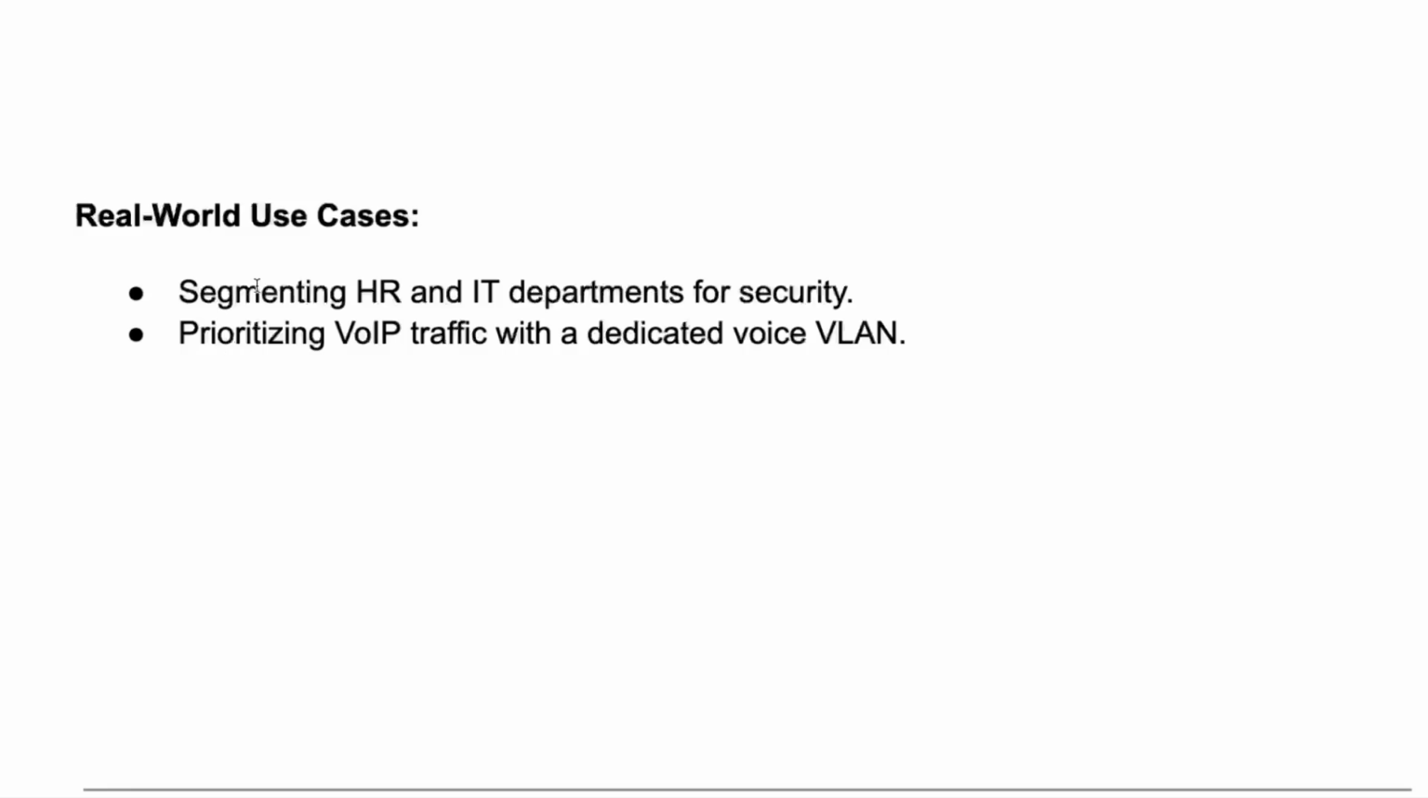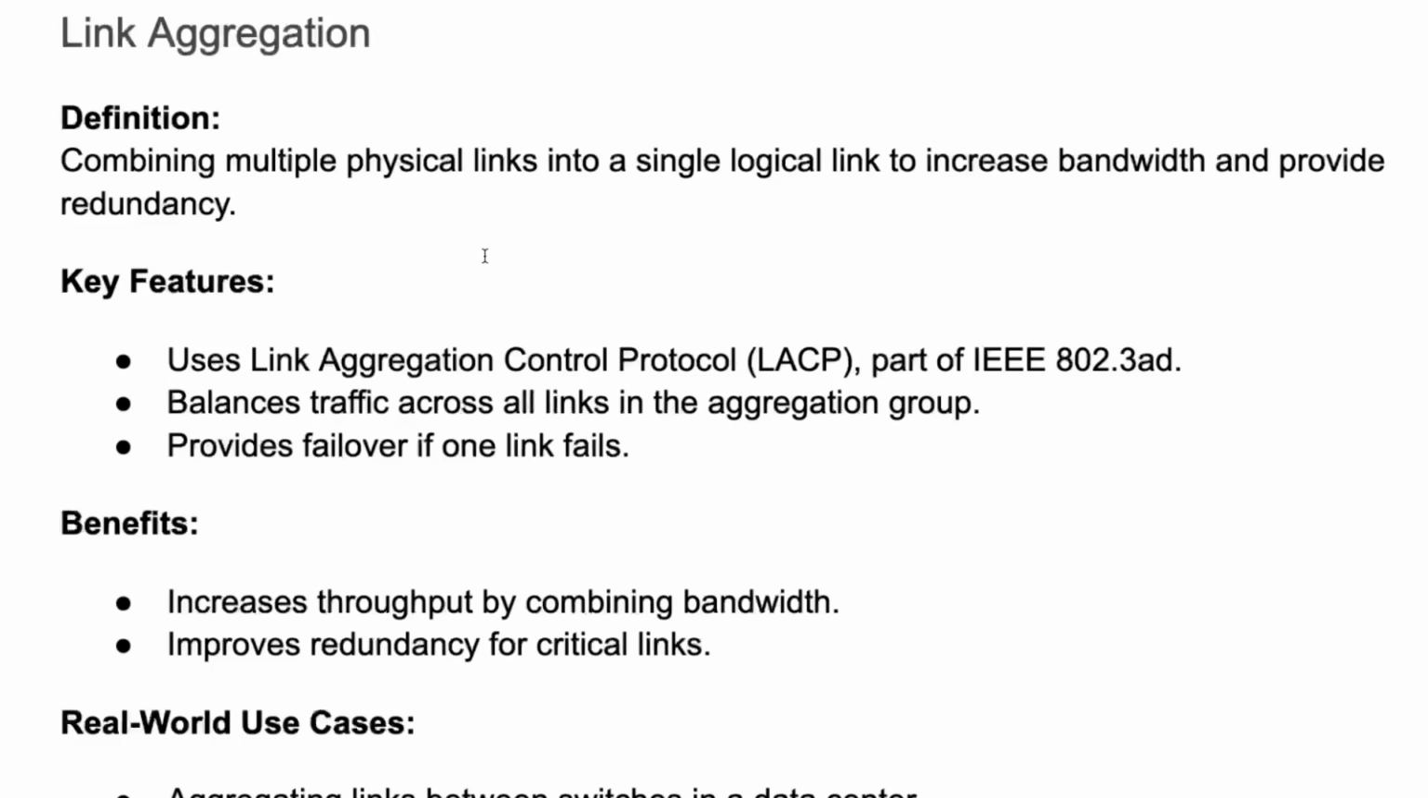And just a couple of real world cases. We have segmenting the HR and IT departments for security. This is why we would use VLANs. And then prioritizing VoIP traffic with a dedicated voice VLAN so that you can get voice services or phone services over internet access. So link aggregation, we already touched on it a little bit.